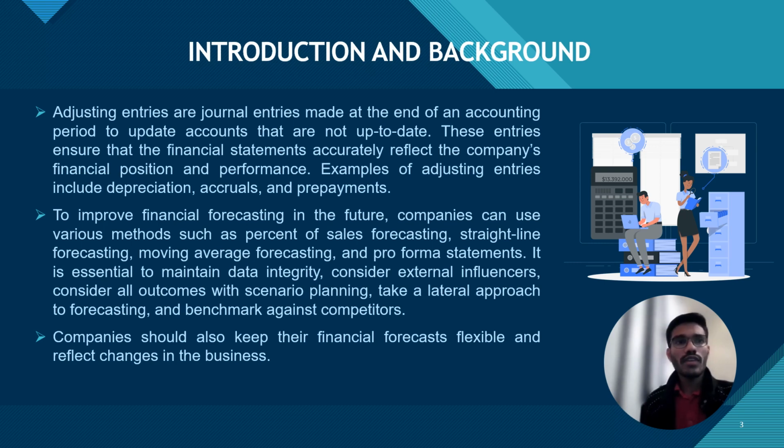To improve financial forecasting in the future, companies can use various methods such as percentage of sales forecasting, straight line forecasting, moving average forecasting, and pro forma statements. It is essential to maintain data integrity, consider external influencers, consider all outcomes with scenario planning, take a lateral approach to forecasting and benchmark against competitors. Companies should also keep in mind their financial forecast flexibilities and reflect changes in their business.